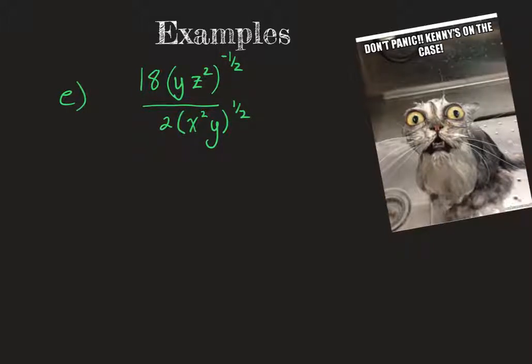Well, there's a few things that you can do right away, and you can probably see that the numbers can be handled right away. So we could do that straight off. So 18 divided by 2 is going to be 9. It's just going to be on the top there.